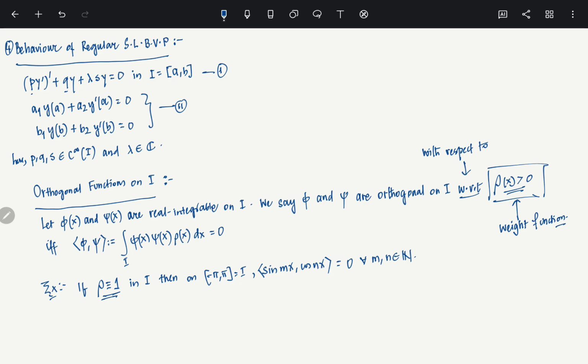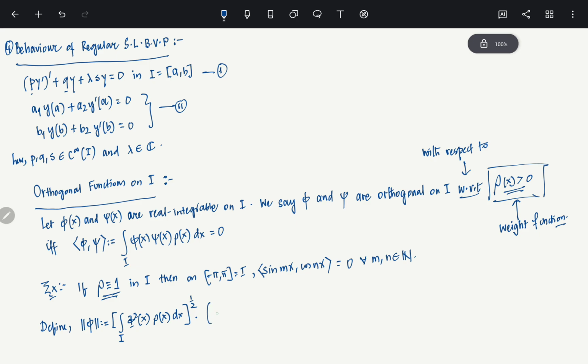Similarly, we can define a norm of phi, which is basically, think of it as the length of a vector. So we define the norm of phi. This is exactly the same sort of thing as the length of a vector. That is the integral over I of phi squared x rho of x dx, to the power half. Clear? This is our definition of what we call the norm of phi.